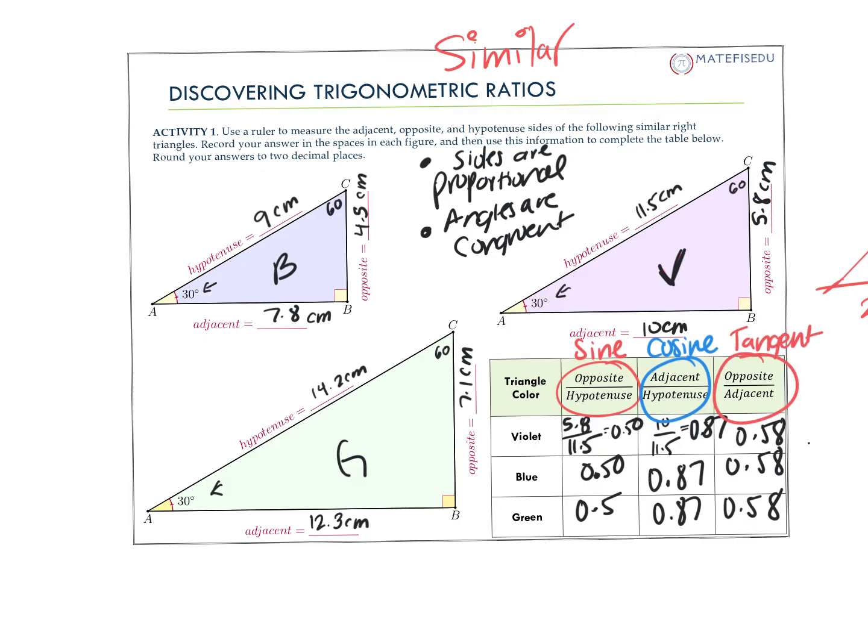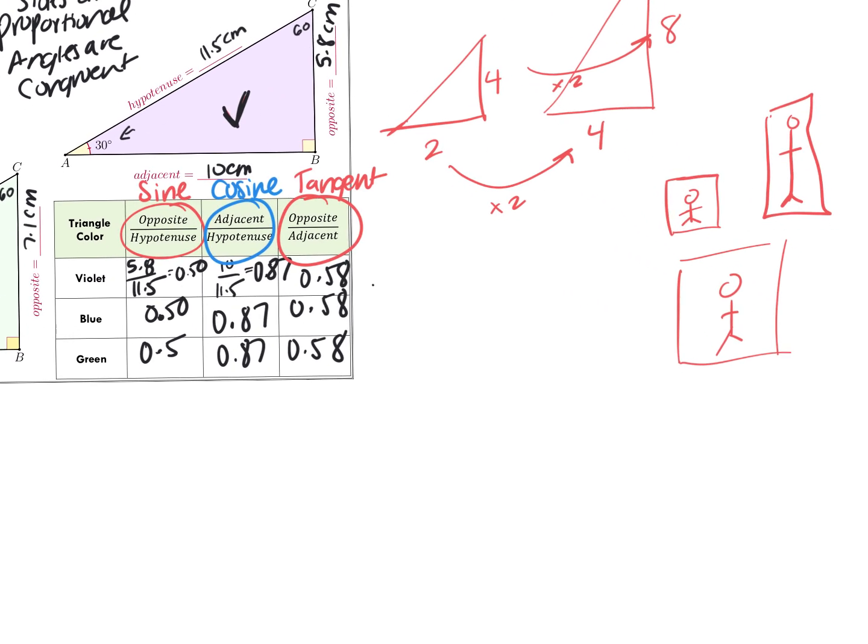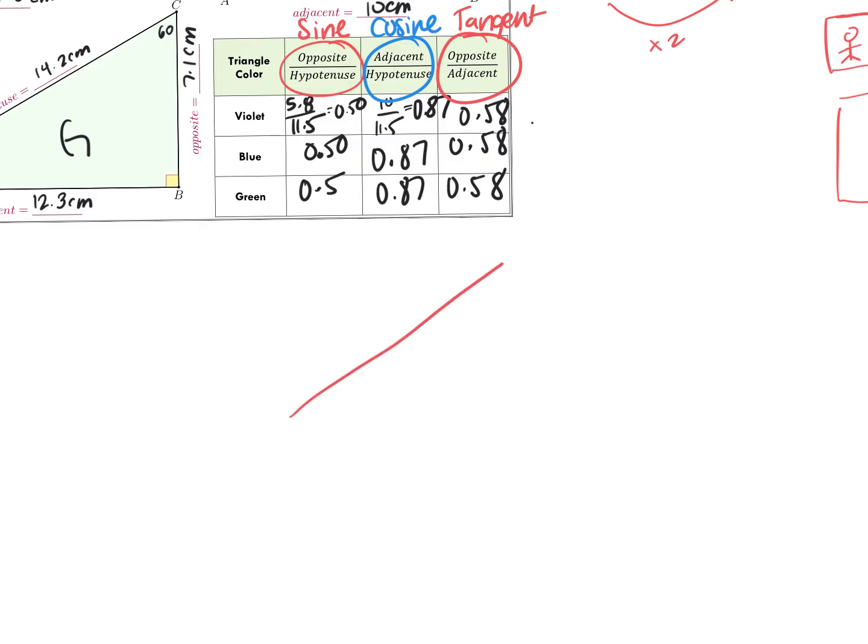Now, these triangles were already labeled for us. However, when you get a triangle that is not labeled, it is very important to label it correctly. You always want to label your right triangle before working with it to avoid any careless mistakes. So, when you have a triangle, you first have to make sure you know what angle you're going to be working with.